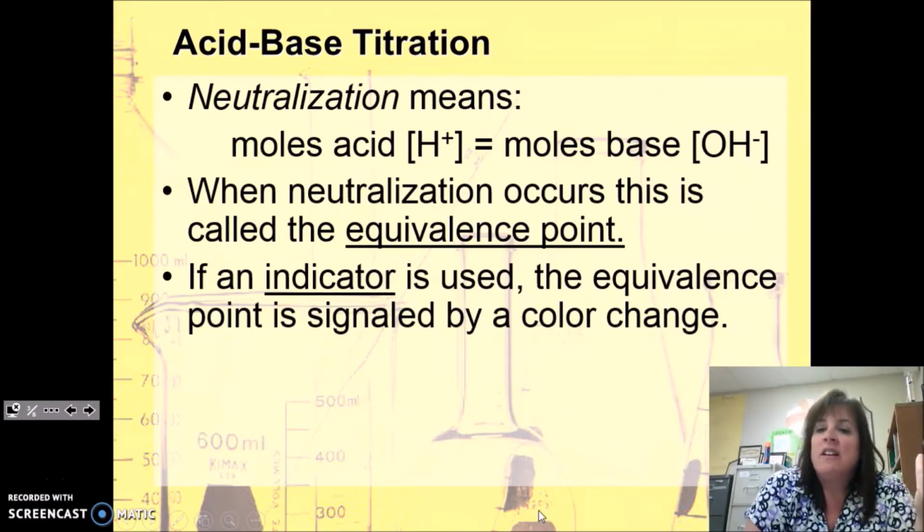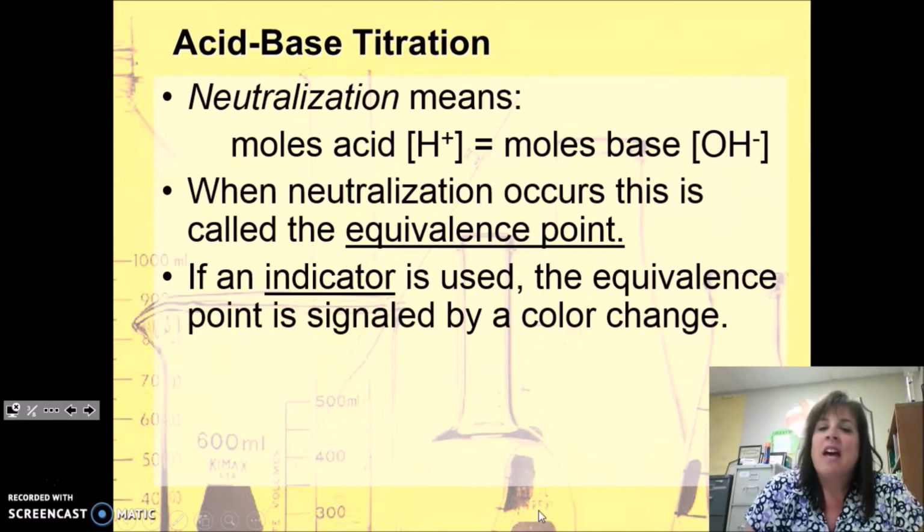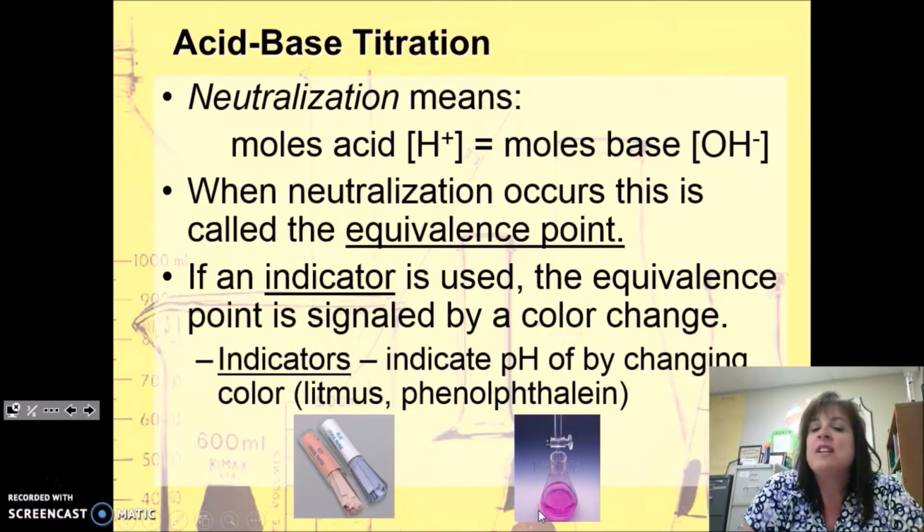Now, we signal the equivalence point by using an indicator. At least that's what we do in lab. I'm going to do a little demonstration where I'm going to use a pH probe instead. But usually we use an indicator, and that equivalence point is signaled by a color change. Now, just for clarification, an indicator indicates the pH by changing color. In the first video on acids and bases, I showed you how litmus paper changes color. In lab, we use the indicator phenolphthalein.